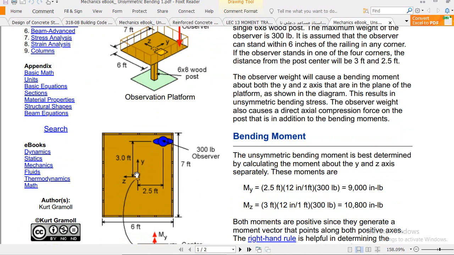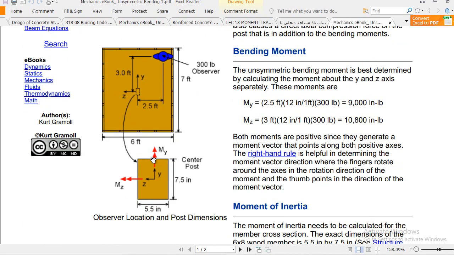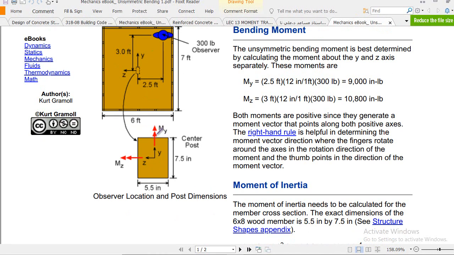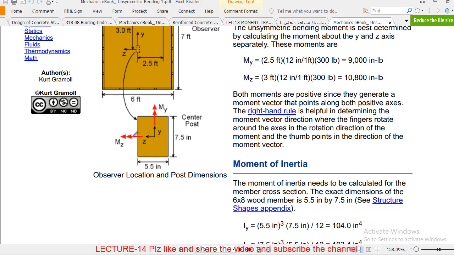The person causes moment about the z-axis as well as about the y-axis. Remember, this notation means moment about the y-axis, and this notation means moment about the z-axis. But it is also important that this person is exerting a vertical force over this column cross section, and that also causes compression of the column.